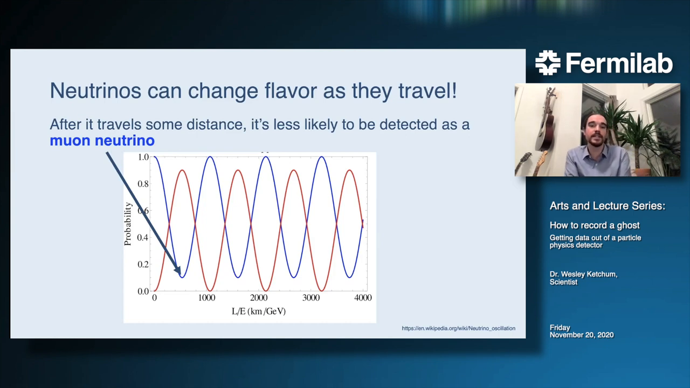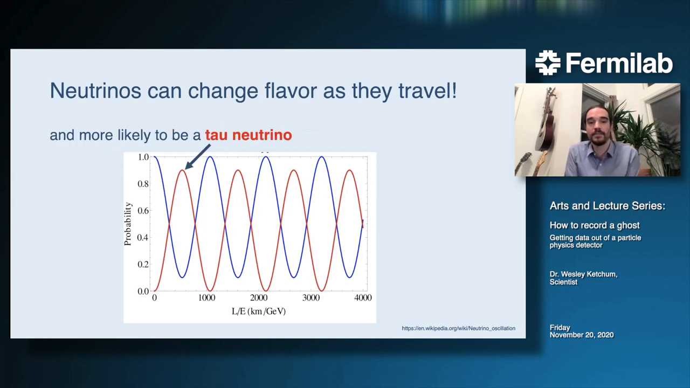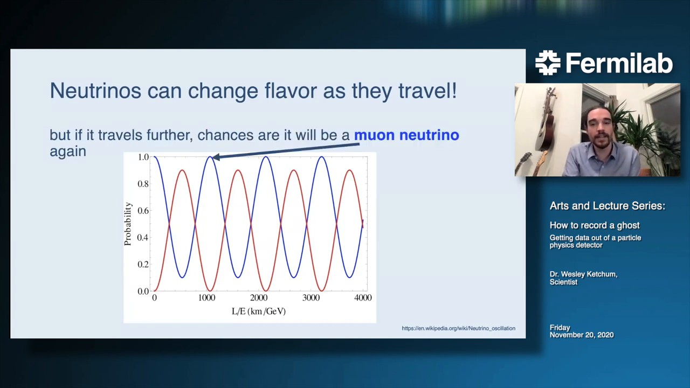After it travels some distance, it's less likely to be detected as a muon neutrino. And so the probability that we'll detect a muon neutrino that was created at some point as a muon neutrino some distance away will decrease. And instead, it can be more likely to be detected as a tau neutrino. And if you go a little bit further away, then you allow the neutrino to travel more, the probability can change again. It can increase the chance back that it'll be detected as a muon neutrino again.